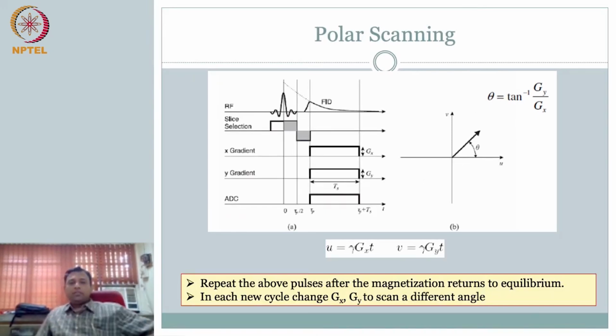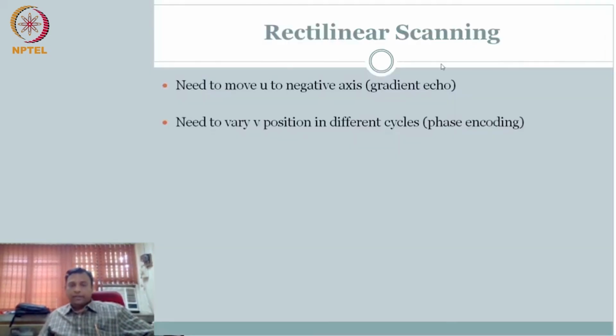So you repeat this with different Gx and Gy values, and you can cover the entire space. Fantastic, right? Simple. Once you have the entire space, take the inverse Fourier transform, and we will get the image. So job done. Now what we need to do is have a way to do two things. If you have to do rectilinear scanning, you have to go to the negative axis and you have to move along V. So for rectilinear scanning, you need to move to the negative axis, and we will use a concept called gradient echo for that.